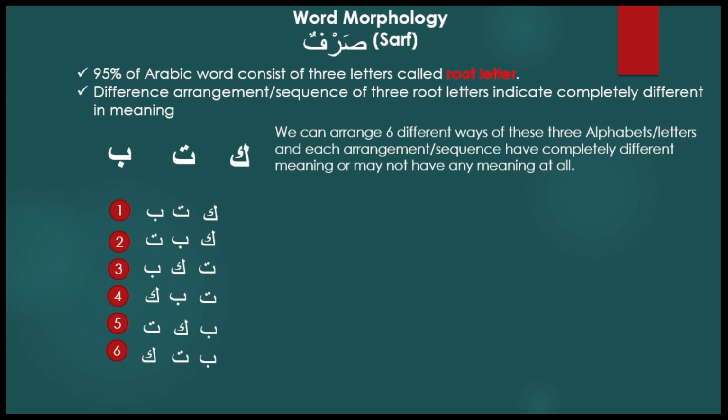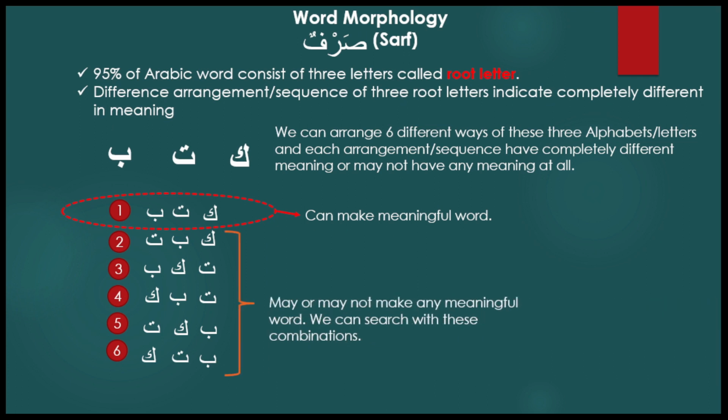Now, not all of this sequence arrangement can make a meaningful word. Here in this case, the first sequence of Kaf, Ta and Ba can make a meaningful word. The other 5 may or may not. We will not discuss these 5. We will discuss the first one, Kaf, Ta and Ba. This sequence is important for us for the next few minutes.